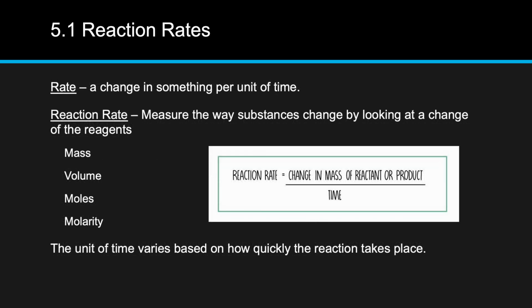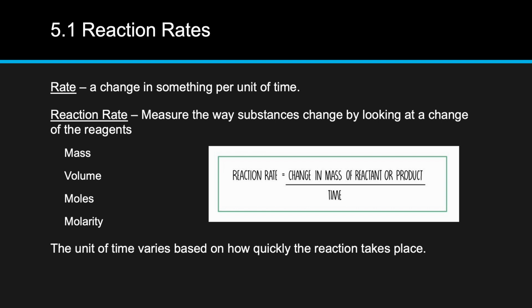So the rate is a change in something per unit of time. In chemistry, we call it a reaction rate, and it measures the way substances change by looking at change of the reagents or substances in the reaction. We can look at mass, volume, moles, and molarity to determine this change.